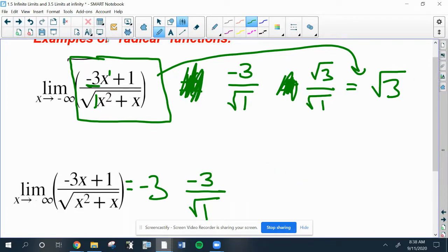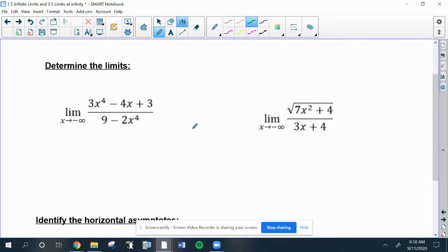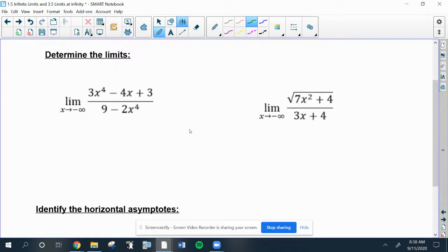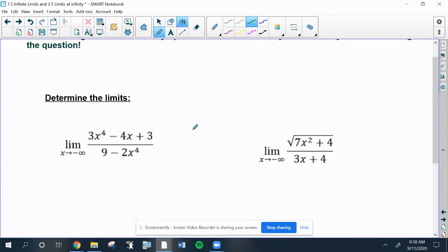In the next video, we're just going to do a couple more examples. It's important because we're going to make sure you understand what the difference is between if I ask you what's the limit as x goes to positive or negative infinity, and where are the horizontal asymptotes. So you'll see that in a minute.